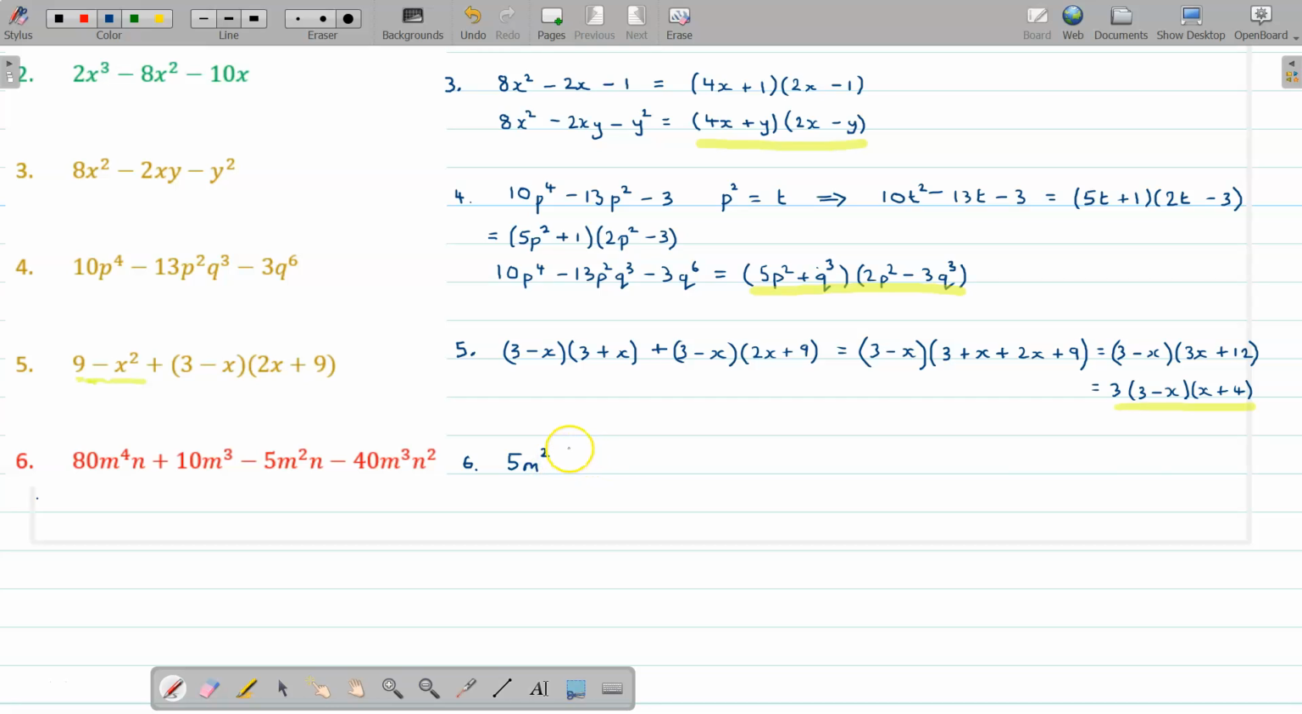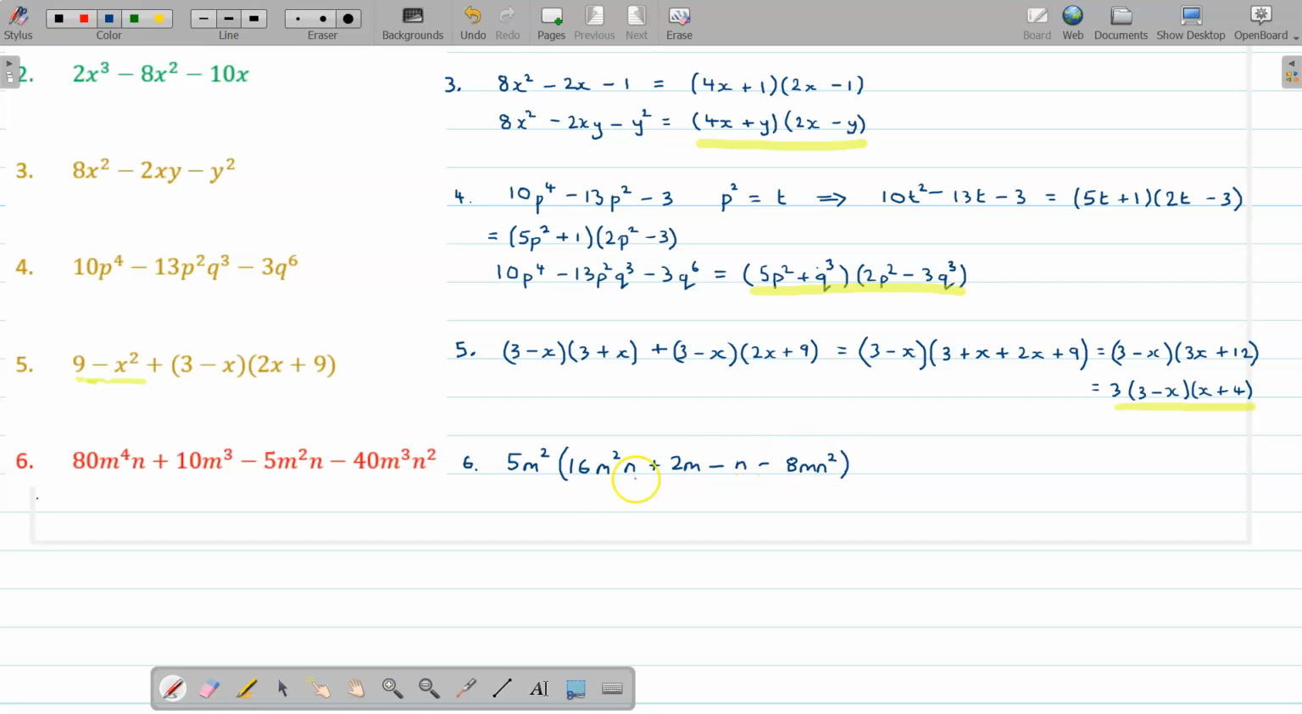Okay, and then open a bracket and take that factor out of all the terms. So it's going to leave me with 16m squared n plus 2m minus n, and finally minus 8mn squared.